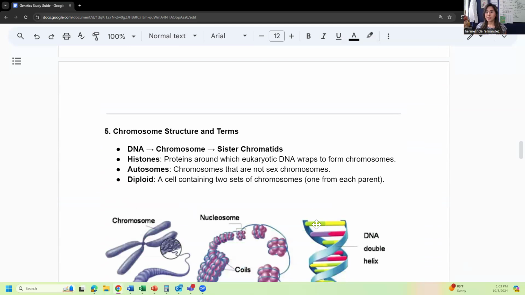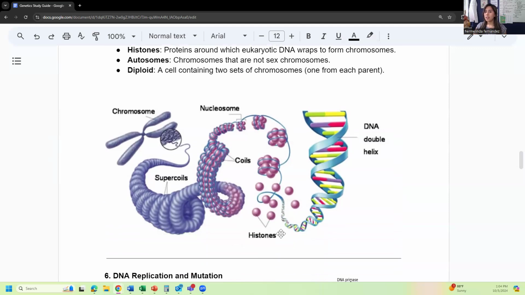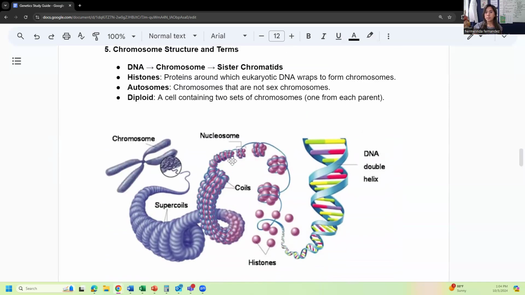Chromosome structure. Here's a breakdown of the chromosome structure. DNA wraps around proteins called histones. Here are the little guys over here, the little circles. They are used to form what we know as chromosomes, okay? Autosomes are chromosomes that are not sex chromosomes. And a diploid, we studied this a little bit in class, make sure you know that prefix: di means 2. So diploid contains 2 sets of chromosomes, 1 from each parent, okay?